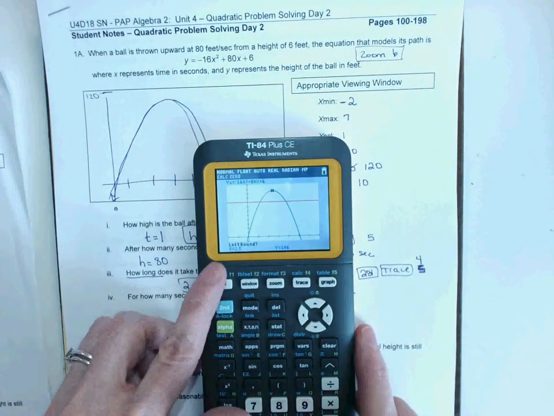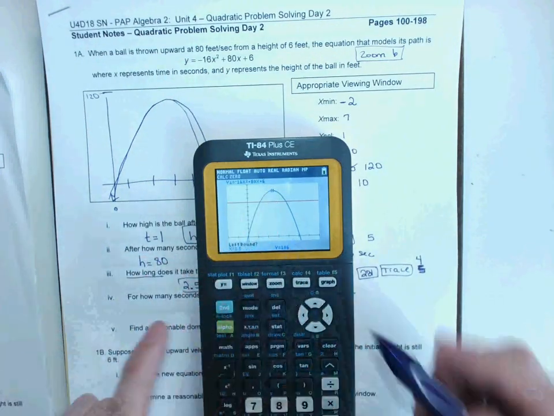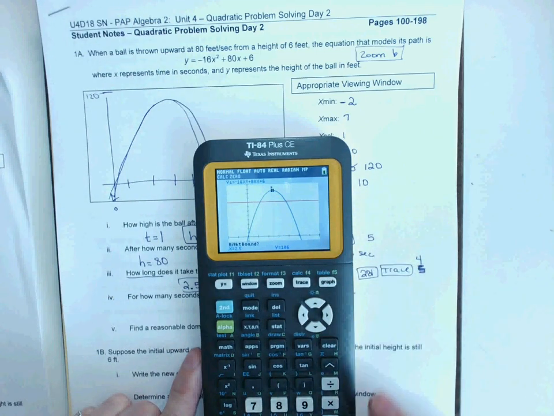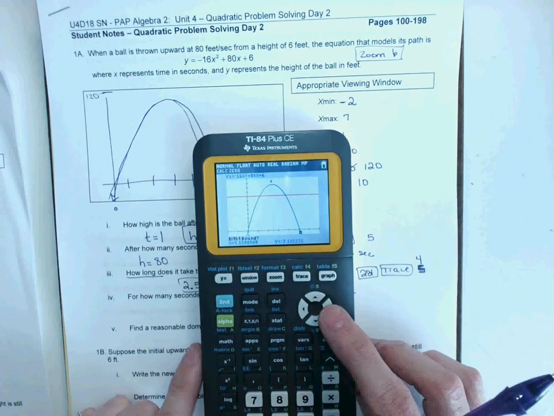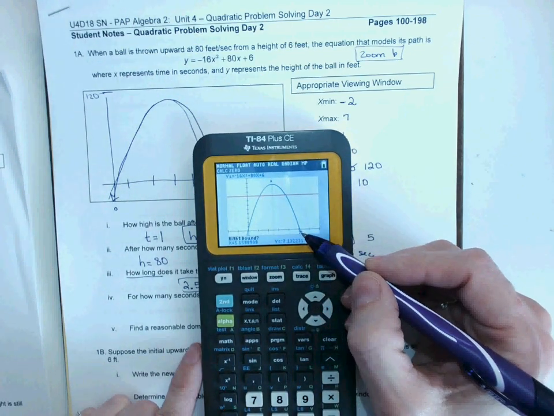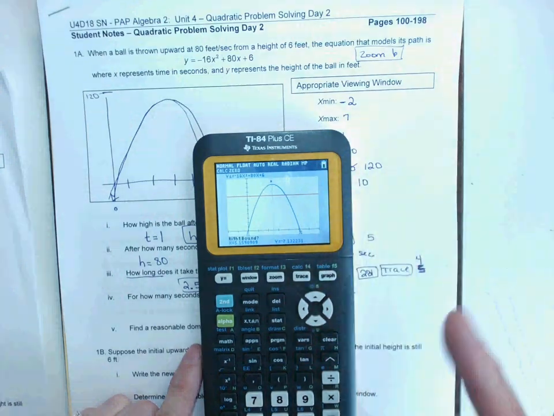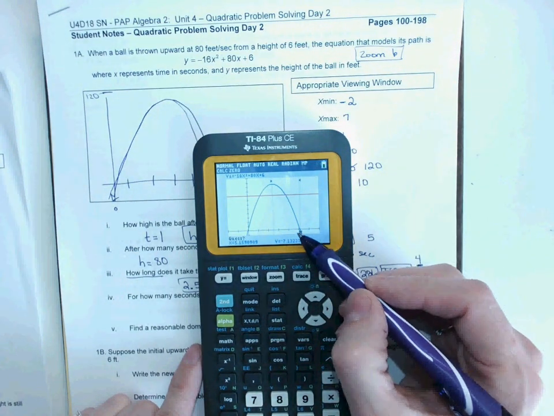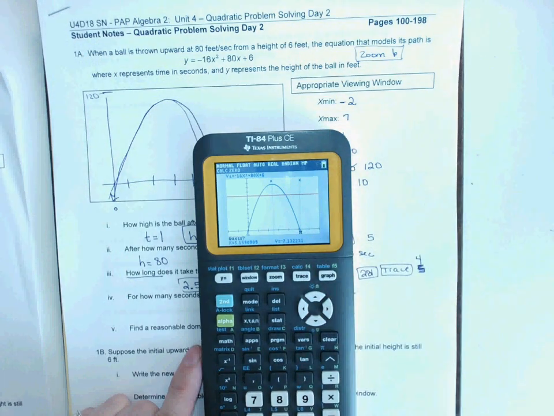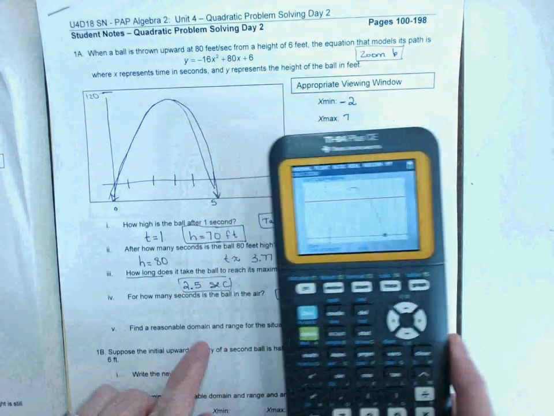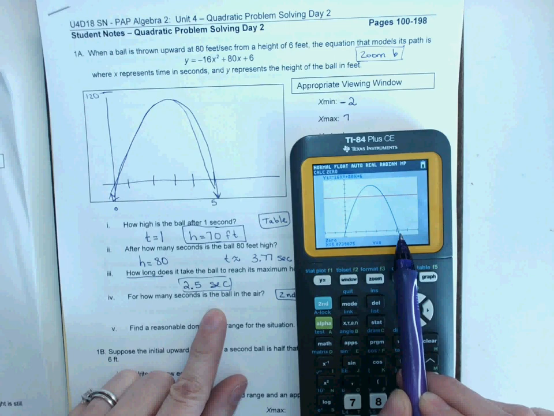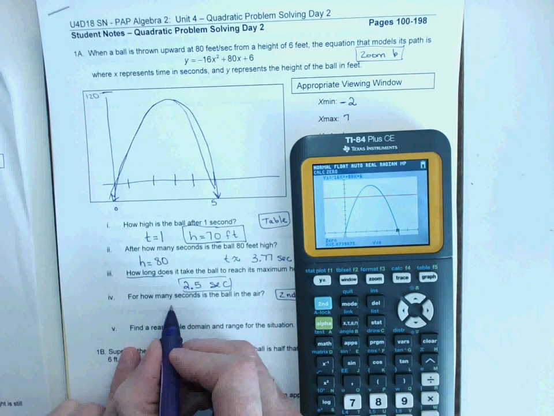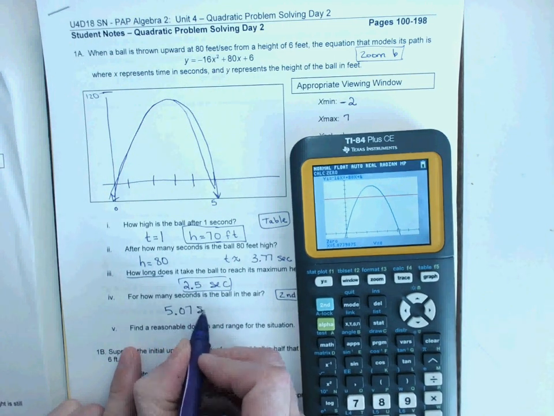Then when it says left bound, I want my cursor to be to the left of the 0. Now when it says right bound, I've got to move that cursor a long way to get it to the right side of the 0. Or actually, it kind of looks like it's underneath, but it is to the right. As long as that 0 is between your two lines, you're fine. And then when you hit enter, it gives you the 0. So for how many seconds is the ball in the air? It starts here at 0, it goes all the way up to 5.07 seconds.